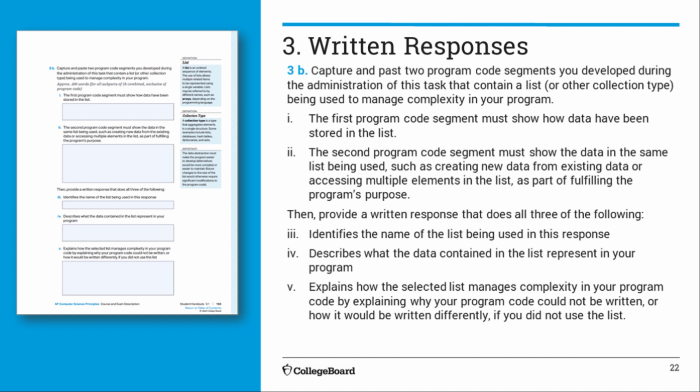And then in your written response, you have to identify the name of the list. So that should be pretty easy. The name of my list is vegetables, because I stored my vegetables in there. And then describe what the data contained in the list represents in the program. So what are you using this list for? And then the last thing is, how is it managing complexity in your program? And you're going to do that by explaining why your program code could not be written, or how it would be written differently if you did not use this list.